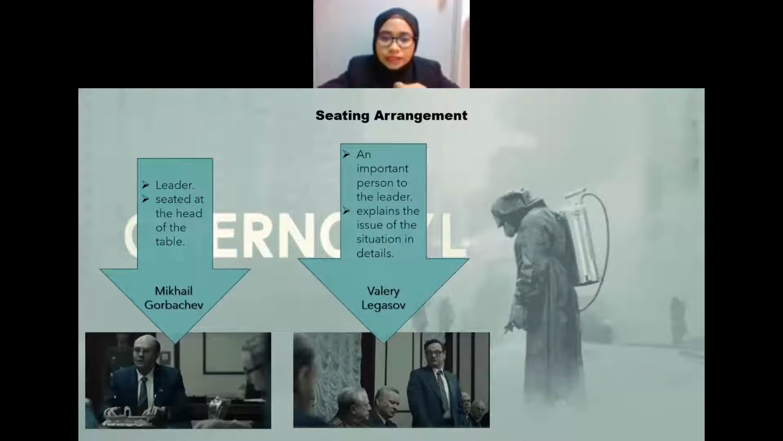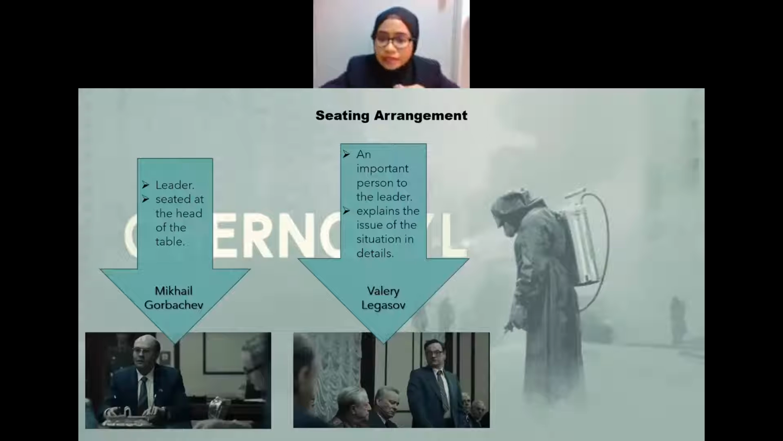And then next is Valery Legasov, a chemist scientist. Even though he did not sit close to the leader, Gorbachev, we can see from scene 0.28 onward that Legasov is an important person to the leader, as he has to explain the issue of the whole situation in detail to the leader and the members.